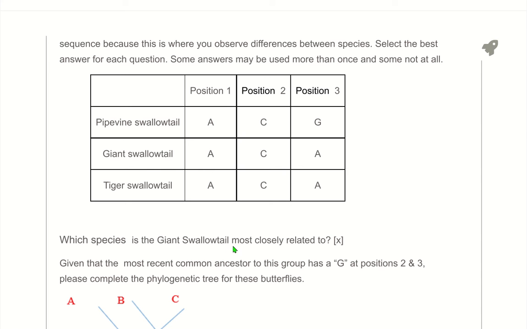And so now we're first asked, which species is the giant swallowtail most closely related to? And so we see that the giant swallowtail has, if we think about this just as you would a trait, we don't see any differences in these nucleotides, but we do see a difference in position 3 between the giant swallowtail and the pipevine swallowtail. So therefore, we know that the giant swallowtail and the tiger swallowtail are more closely related. So we're going to put that here, the tiger swallowtail.